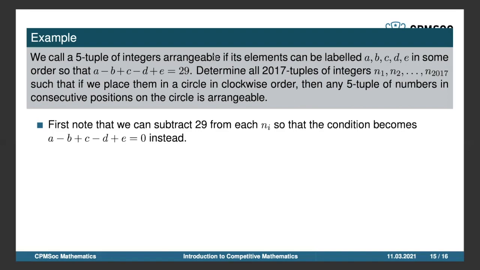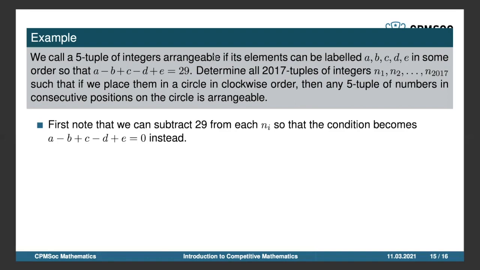And another thing is, the annoying part of this problem is that for an arrangeable 5-tuple of integers, you can label the numbers in any way you want. So there's lots of ways in which 5 integers can be arrangeable. So it's hard to characterize what 5-tuples of integers are arrangeable. It's not easy to immediately check whether 5 integers are arrangeable or not, because you have to go through a lot of cases, because for every labeling you have to check if the alternating sum and difference is 29. So that's the hard part of this problem.